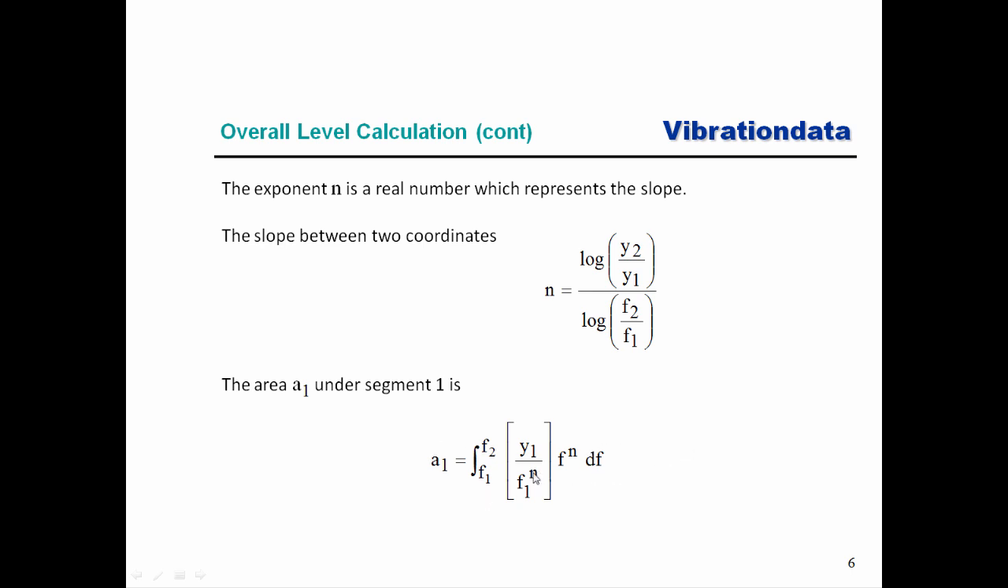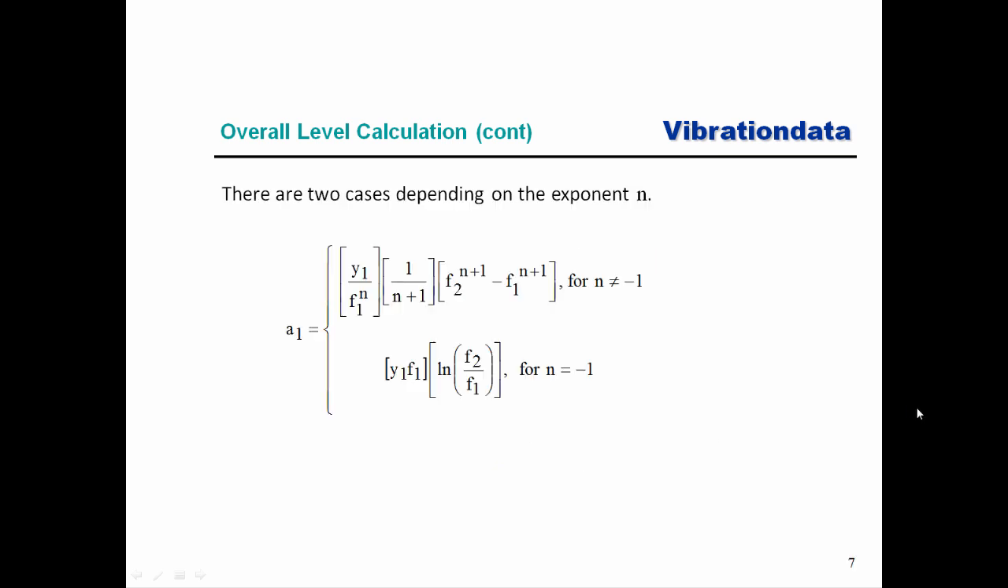And it turns out for this integration formula, there are 2 separate equations to evaluate it, and those depend on what that n value is. Because if you remember from calculus, if you have n equal to minus 1, so you have 1 over f, in that case, that's going to be a special integration rule. So here we have our 2 cases.